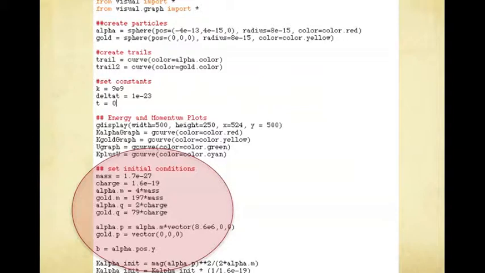Looking at the code, I set the initial conditions of the x and y position of the alpha particle right here, and the nucleus is the origin. Delta t must be very small because of the microscopic scale of the experiment. I initiated the plots here and identified the mass and the charge of the gold and alpha particles, gave the alpha particle a certain speed in the x direction, and calculated the alpha's kinetic energy here. The impact parameter b is also the y position of the alpha particle.